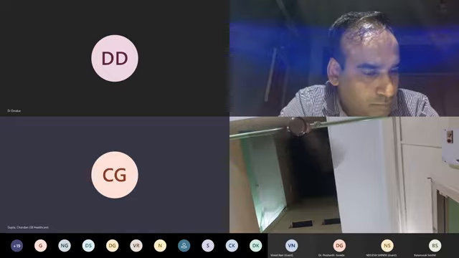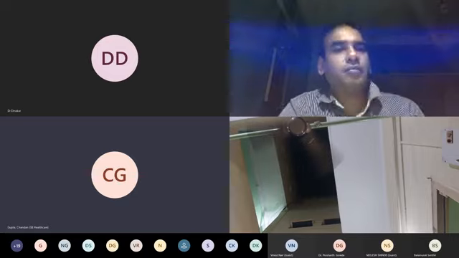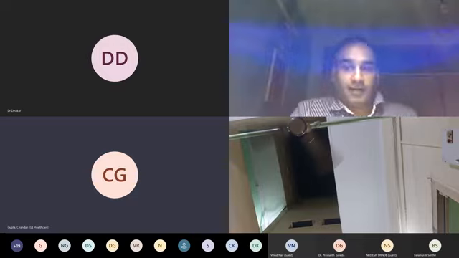Then we talked about the low noise fan. The fan is another thing, because in the case of an incubator, you are basically using a fan to put the air inside the chamber.